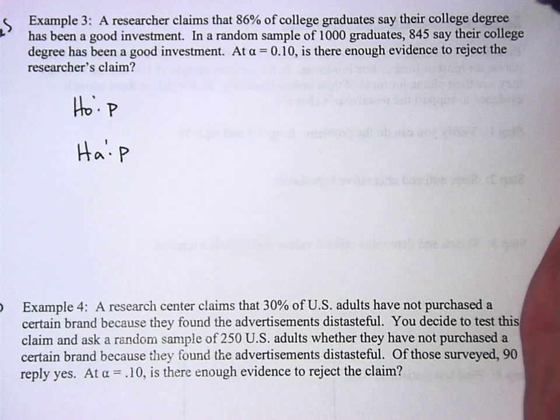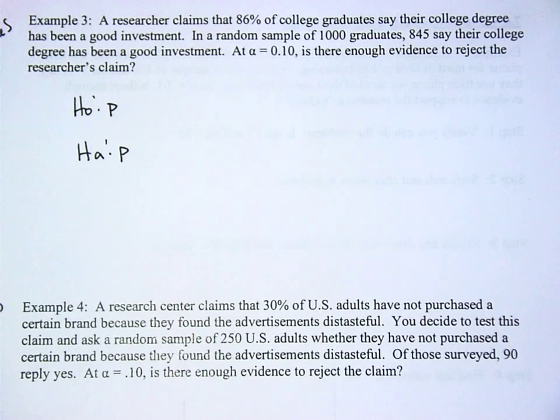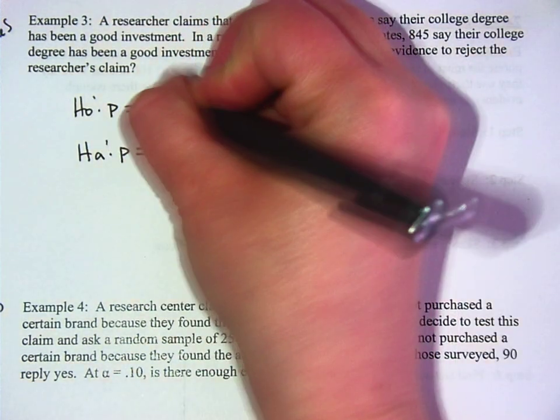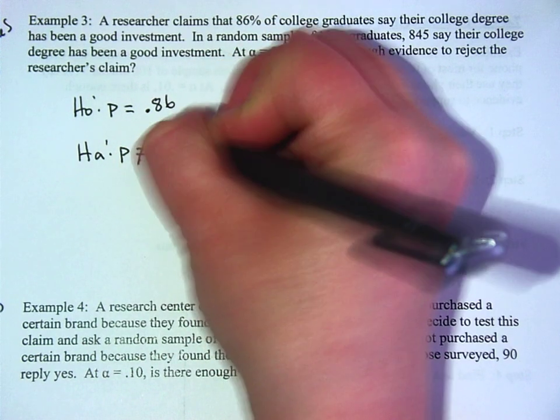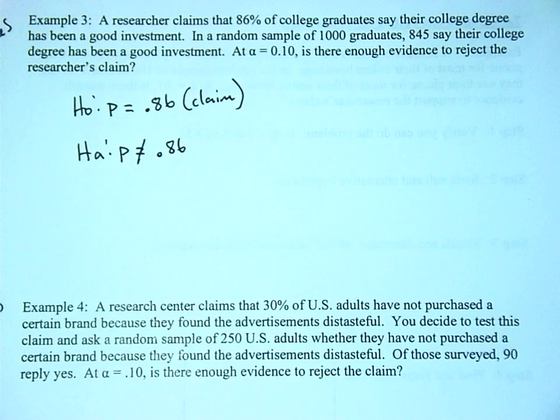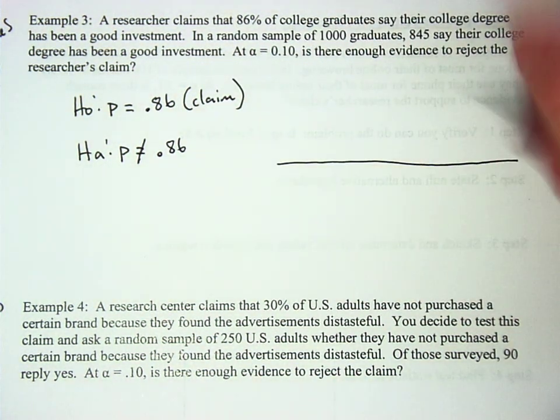They say that their college degree has been a good investment. So what is the claim? P equals 0.86. So that's the claim right there. Okay. All right, so we're going to do this by hand. Left-tailed, right-tailed, two-tailed.